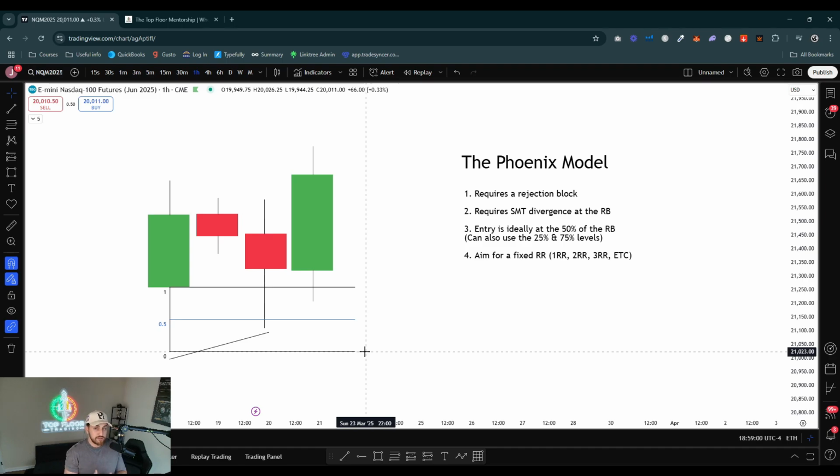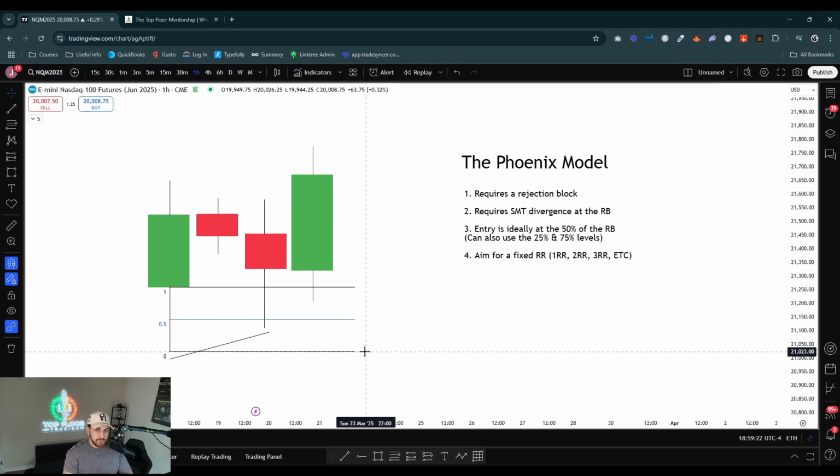So you're getting the confirmation of an SMT divergence, and you have another PD array, such as the rejection block, potentially holding, so that way it can go in your favor. So that way that SMT divergence can actually play out in your favor. Now the TP for this, you obviously know where your stop loss is going to be. It's going to be at the SMT high or low.